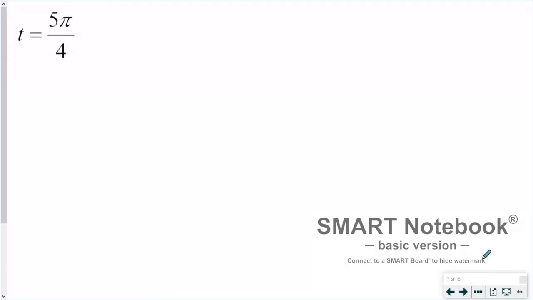Okay, try this one. Give me all 6 of the trig functions again. Sine, cosine, tangent, which will all come straight from our unit circle. And then cosecant, secant, cotangent, which we just flip.